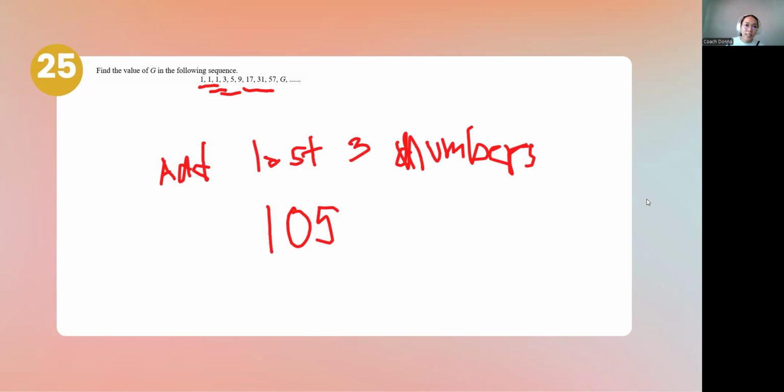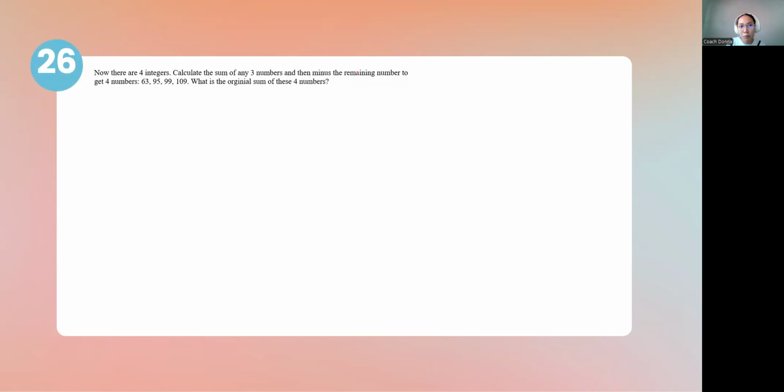For number 26, there are four integers. Calculate the sum of any three numbers and then minus the remaining number to get four numbers: 63, 95, 99, 109. What is the original sum of these four numbers? To do this one, we can just add these four numbers indicated here and then divide it by 2. And you'll get the original sum of these four numbers.